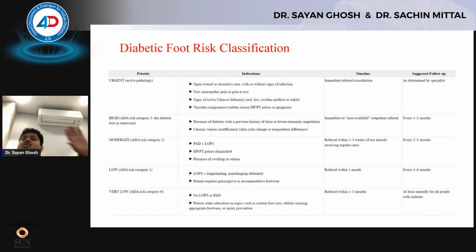Category 0, there will be no neuropathic symptoms, there is no peripheral arterial disease. Category 1, there is only neuropathic symptom, no peripheral arterial disease. Category 2, there are neuropathic symptoms plus or minus peripheral arterial disease, and diminished pulses are also there. High risk category, there is a past history of diabetic foot ulceration along with chronic venous insufficiency and other neuropathic symptoms. And urgent is already having an active wound or ulcer with or without infections.